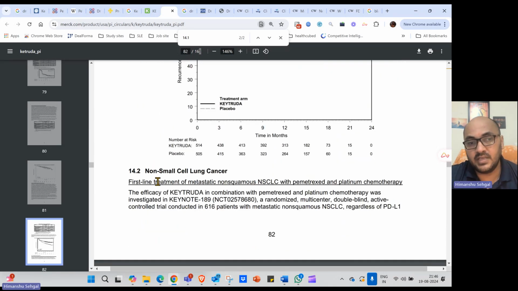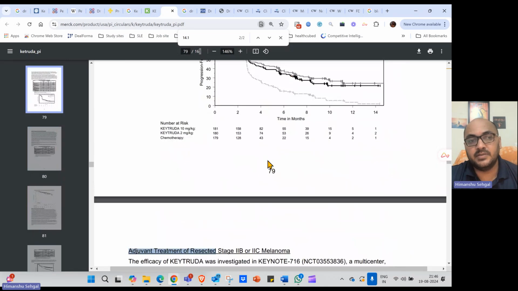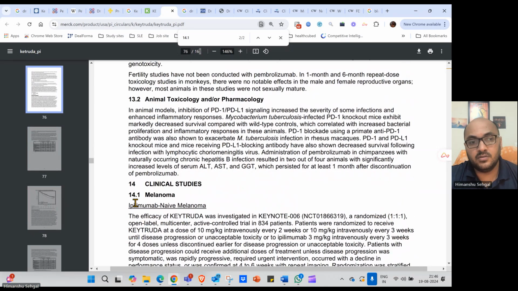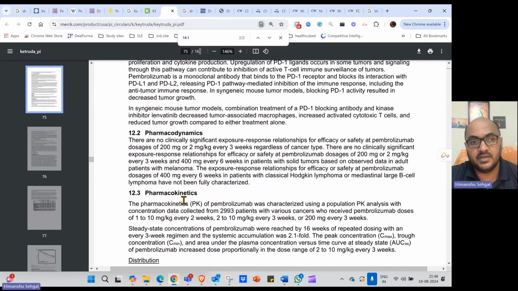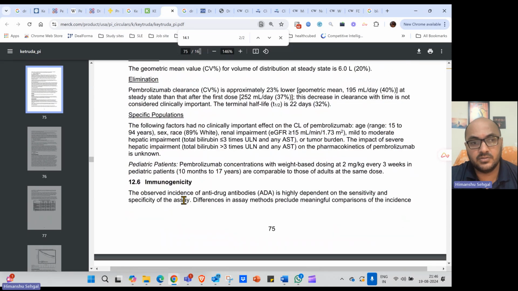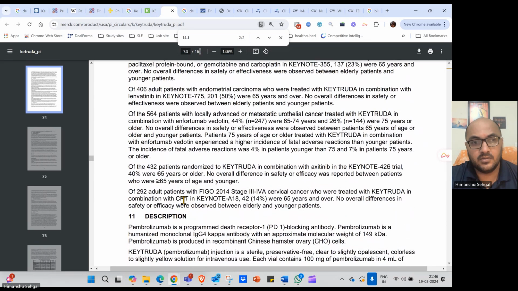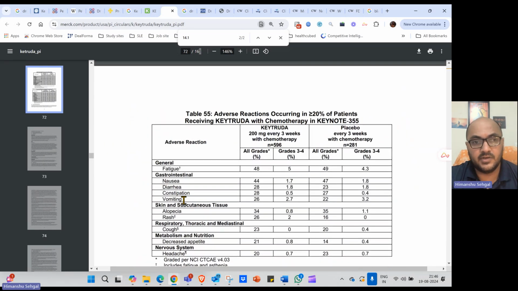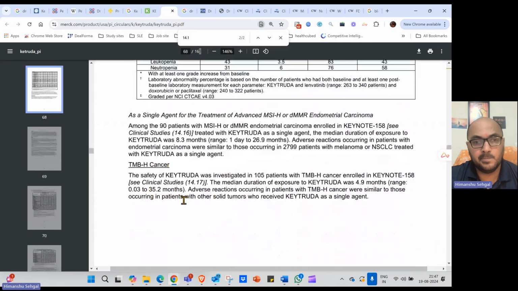And then come NSCLC, same first line, all these details. And safety data is basically above this, which is clinical studies. Safety data is pharmacodynamics. Where is the safety data? Oh, yes, here is the safety data. So here is your safety data.